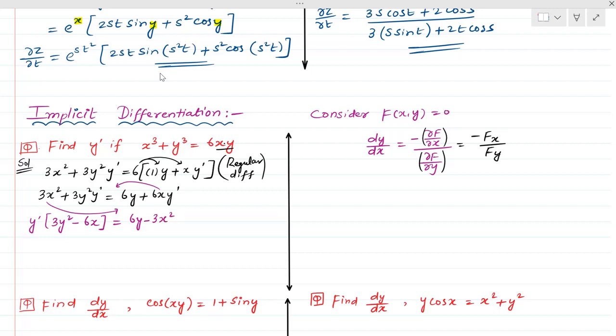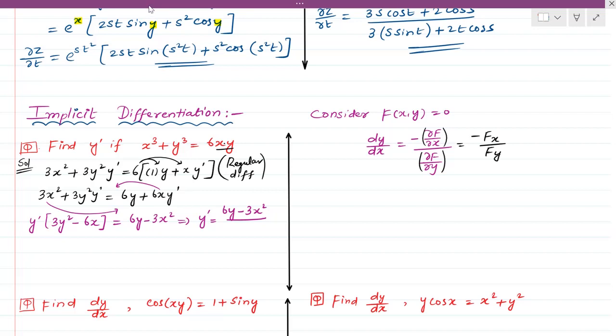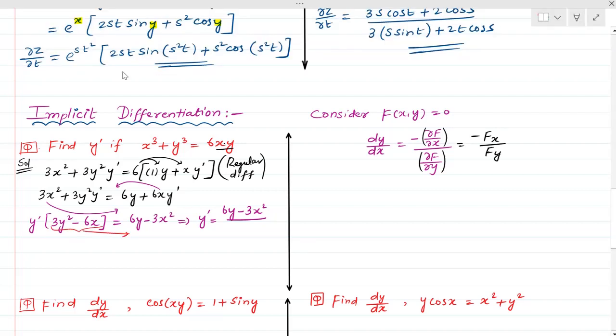Now if you divide, the final answer will be y prime equals 6y minus 3x square over this one, you have to divide. Is it right? So this is over 3y square minus 6x. This is what you are calculating in calculus 1. So in calculus 1, we are calculating this by implicit differentiation in the regular method.